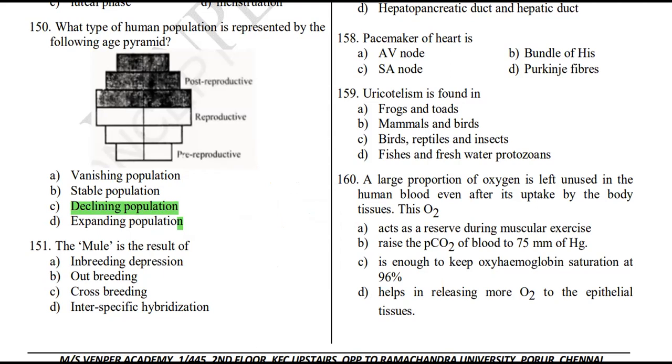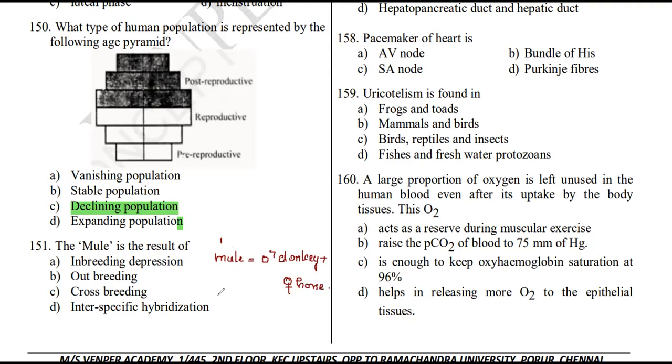Interspecific hybridization, the mule. If we have to talk about the mule in detail, let me write it over here. A mule is actually formed between a male donkey and a female horse. So they are interspecific hybrids.